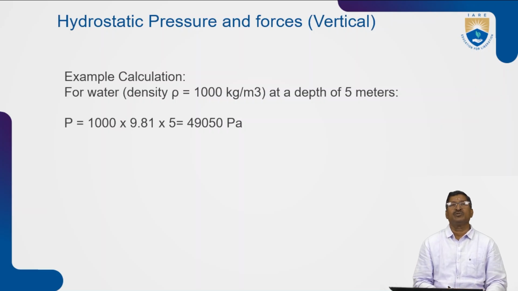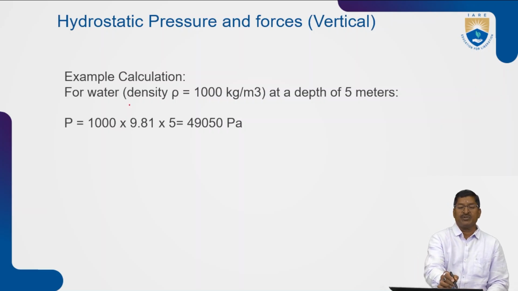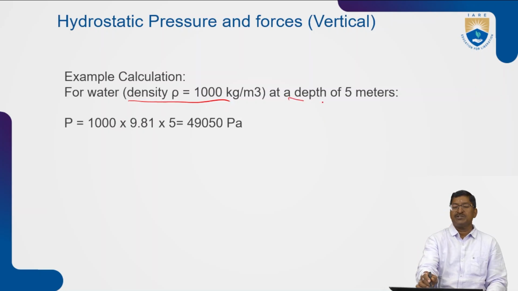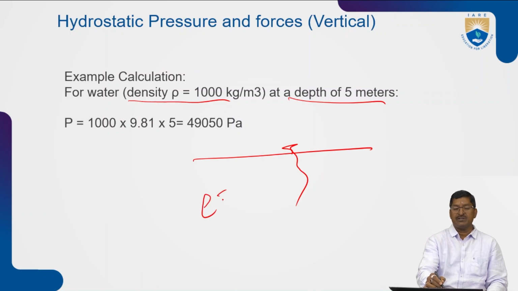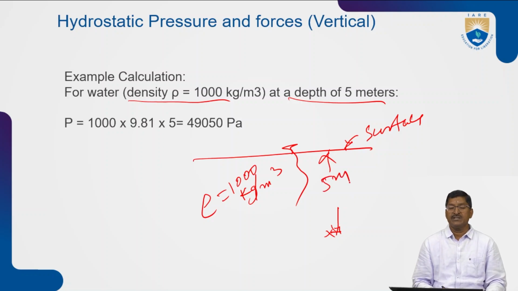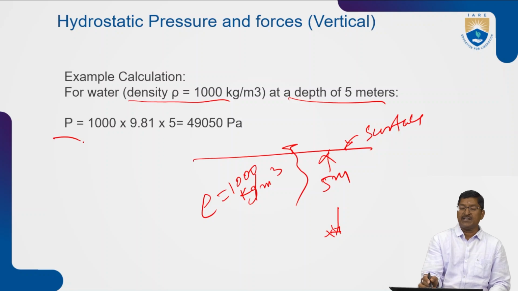This is a simple problem. The density of water is 1000 kg per meter cube. This is the water, its rho value is 1000 kg per meter cube. And the depth of this point from the surface, the liquid surface or water surface, is 5 meters. So depth is 5 meters. What is the pressure at this point?